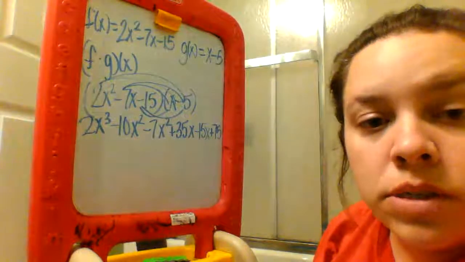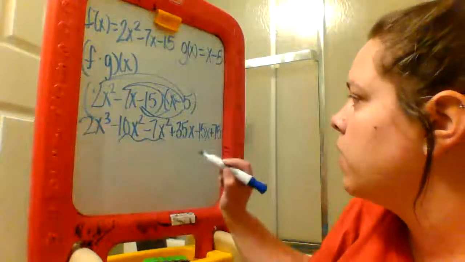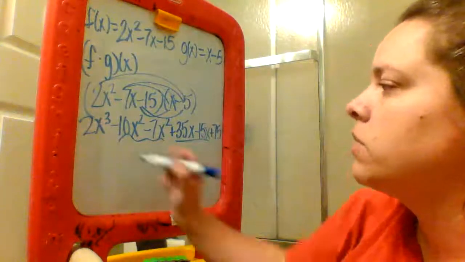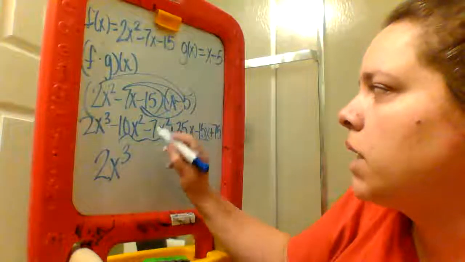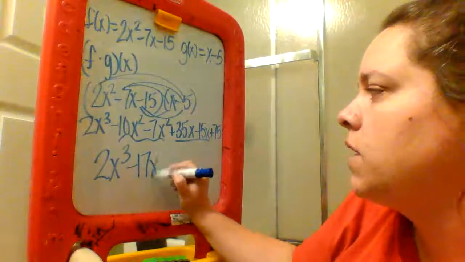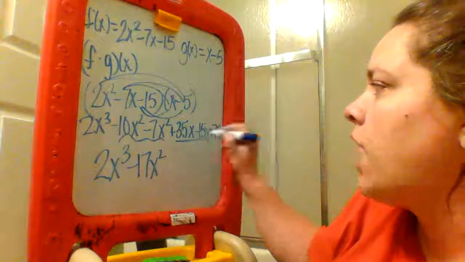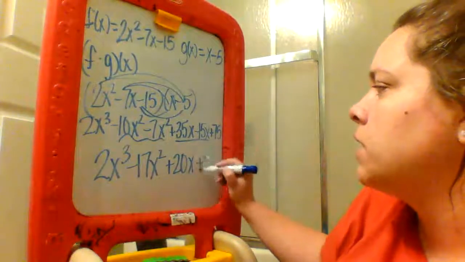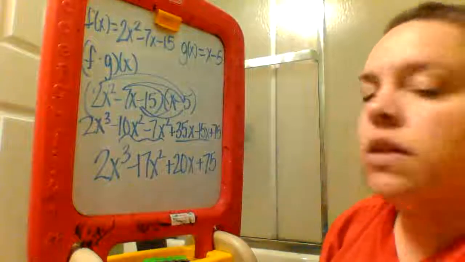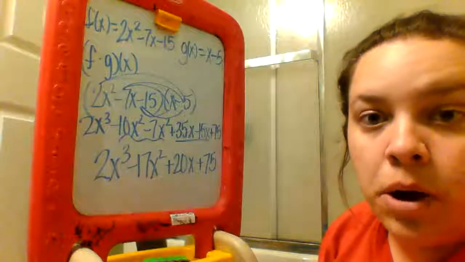Look for like terms. So these x squareds are like terms. These x's are like terms. So 2x cubed, negative 10x squared minus 7x squared is negative 17x squared. 35x minus 15x is 20x, and then plus 75. So that is the multiplication part.